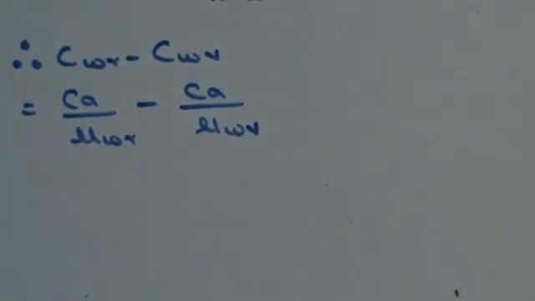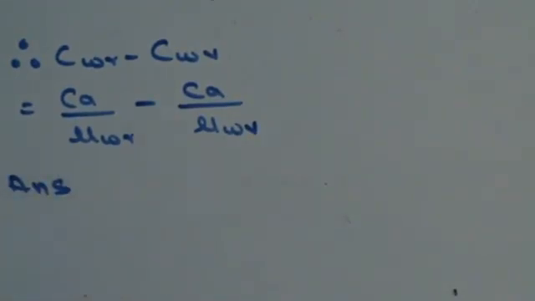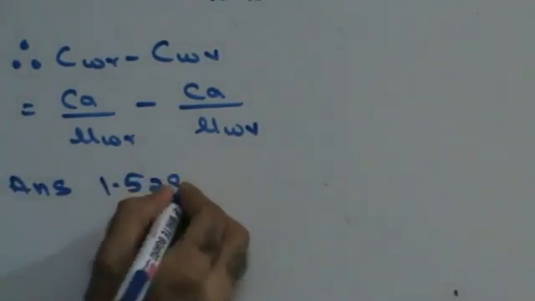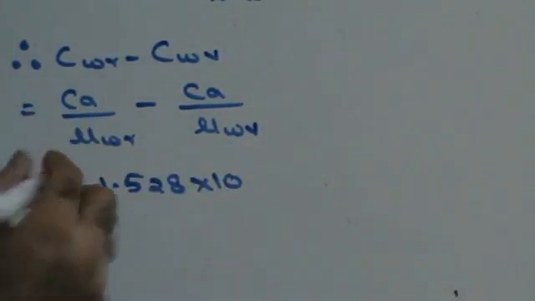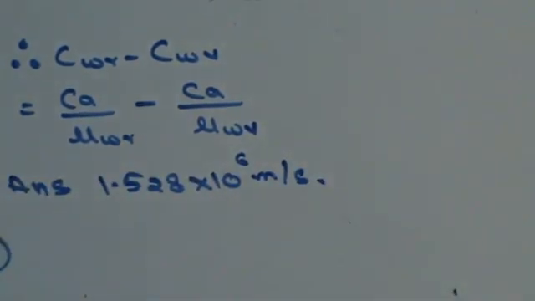Now, you can subtract this and get the answer. You have Ca, you have the refractive indexes. You can take Ca common and solve the equation and get the answer. You should get the answer for this as 1.528 into 10 raised to 6 meters per second. Next, take on next one please.